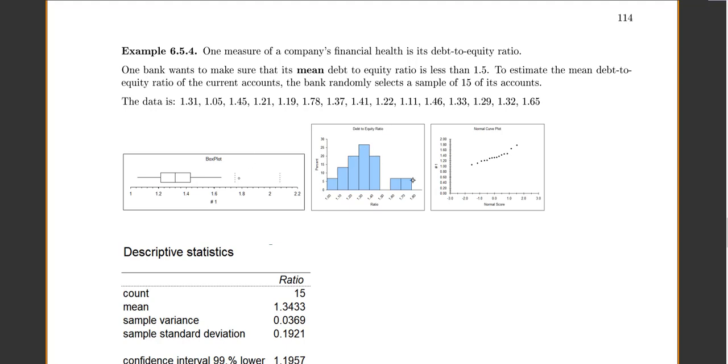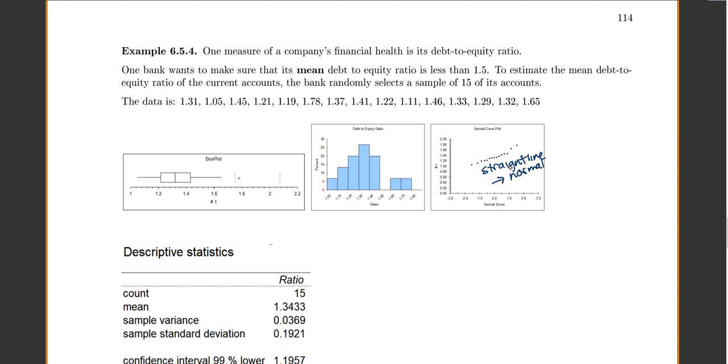The histogram looks fairly symmetric. Again, kind of that possible outlier, but it doesn't really look that much like an outlier to me though. And our normal curve plot looks fairly close to a straight line, which means the data is normal.